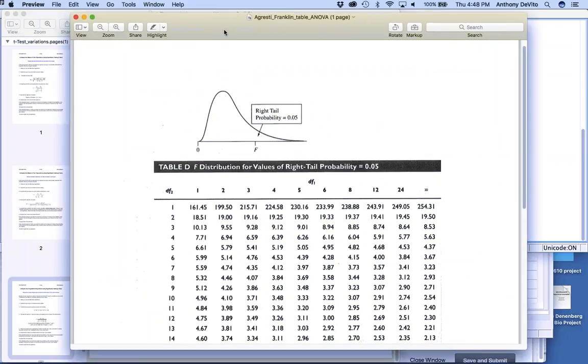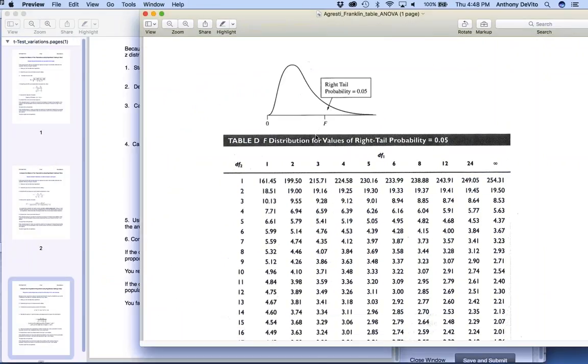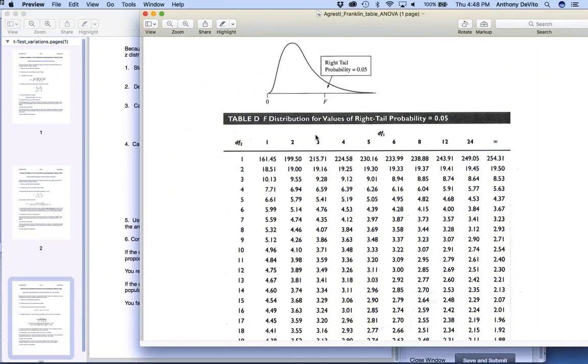So I really don't have the time to actually go through the entire calculation. And the ANOVA table is a little bit more complicated because now we have 2 degrees of freedom. We have one representing the number of means, the number of groups, and we have another representing the number of samples in all those groups. So in this case, there were 3 means, right? So that's 2 degrees of freedom for the means.